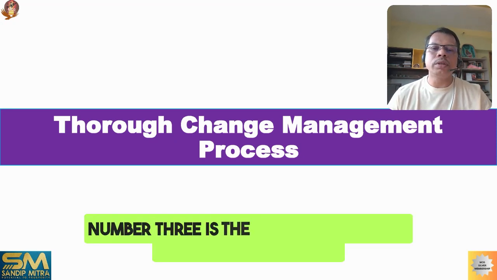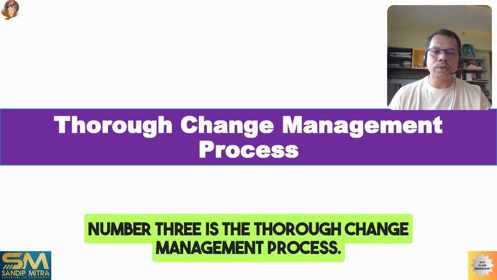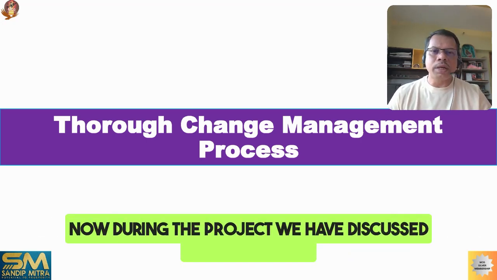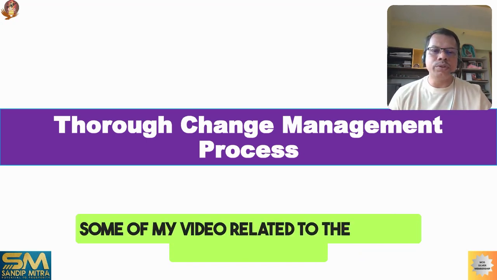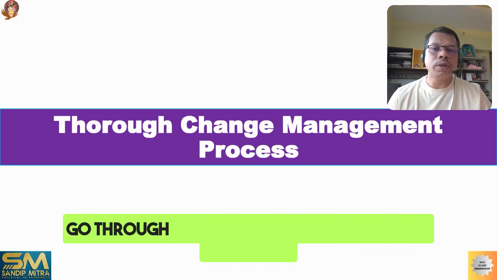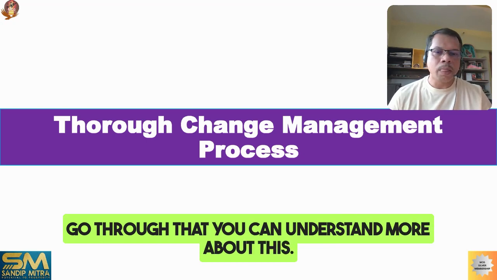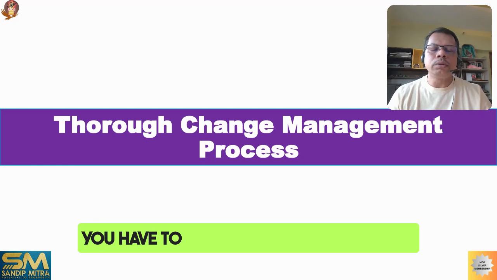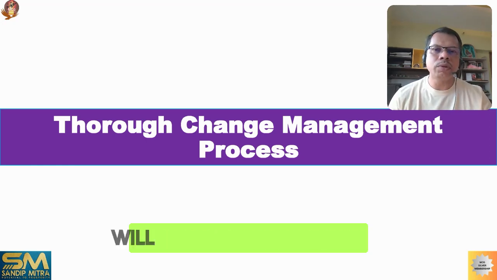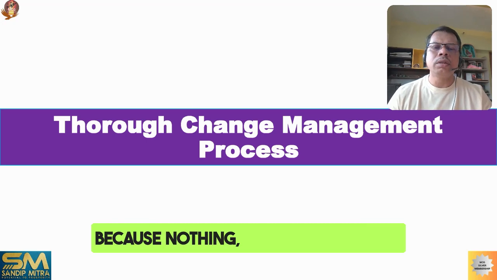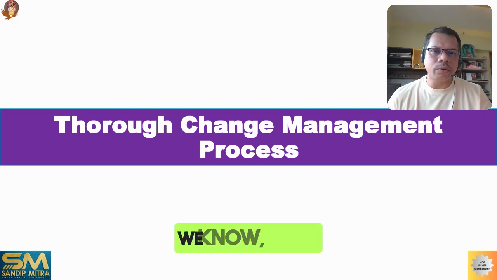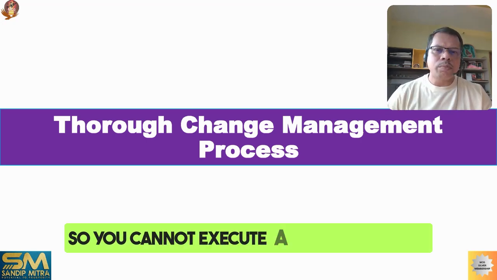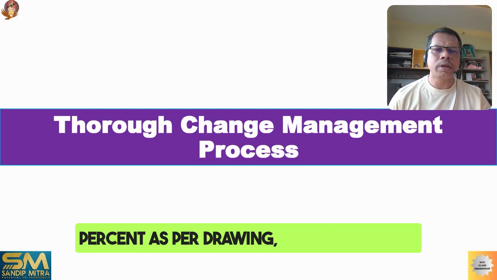Number 3 is a thorough change management process. Now during the project, we have discussed this earlier in some of my videos related to change management. Just go through those, and you can understand more about this. But the change management process is something like that. You have to understand that something will change in the project, because nothing is perfect, we know, right? So you cannot execute a project 100% as per drawing, as per contract.